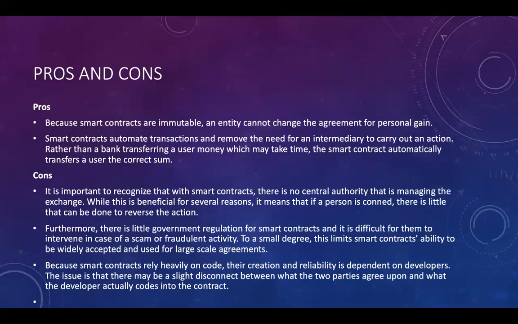Because smart contracts rely heavily on code, their creation and reliability depend on developers. So the issue is that there may be a slight disconnect between what the parties agree upon and what the developer actually puts into the contract.